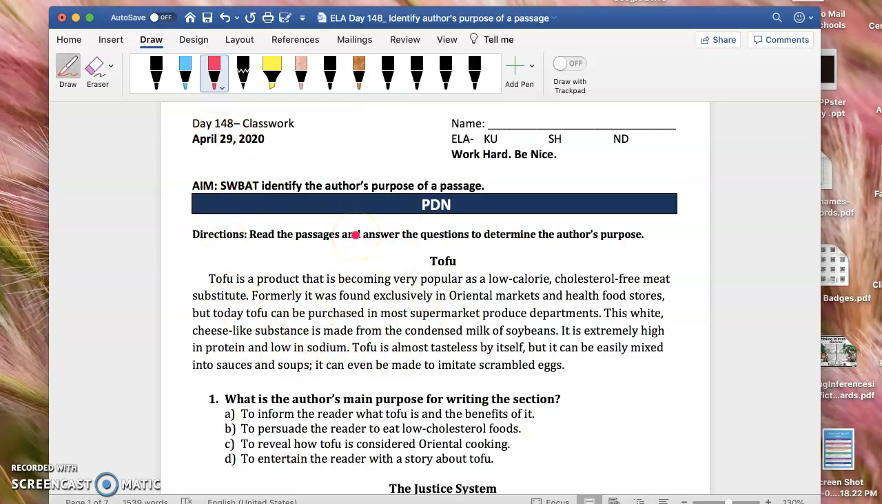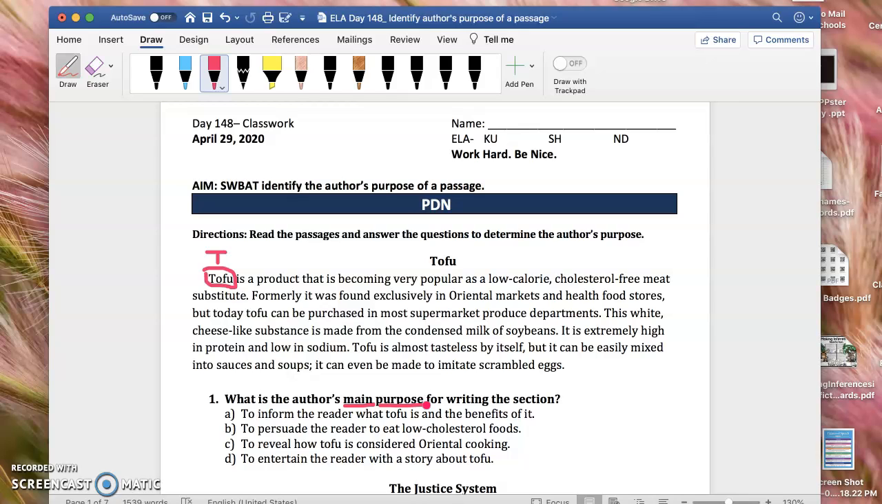So when I think about the first passage, I know that my topic is tofu, right? And it tells you what tofu is, which is a low calorie, cholesterol free meat substitute. It's not meat, but it's a substitute that you can eat as meat. This is what vegetarians or vegan people usually eat for their protein, right? And so it says, what is the author's main purpose for writing this section? Is it to inform the reader what tofu is and the benefits of it? Is it to persuade the reader to eat low cholesterol foods? Is it to reveal how tofu is considered oriental cooking? Or is it to entertain the reader with a story about tofu?